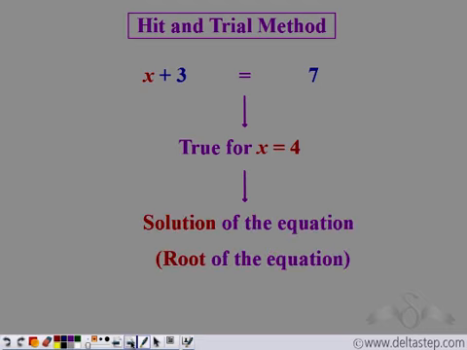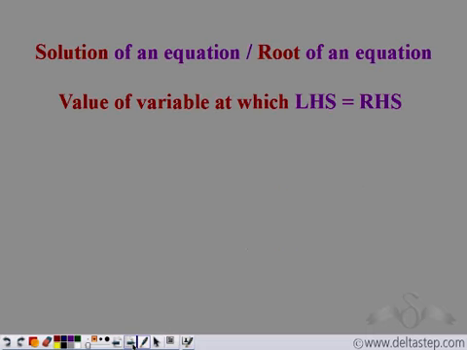Hence, x is equal to 4 is called a solution of the equation. We also call it a root of the equation. So x is equal to 4 is a solution or root of the equation. It is that value of the variable at which the left hand side is equal to the right hand side. So a solution of an equation is that value of the variable which makes the equation true, or at which the equality holds.